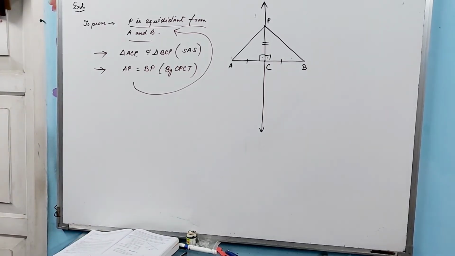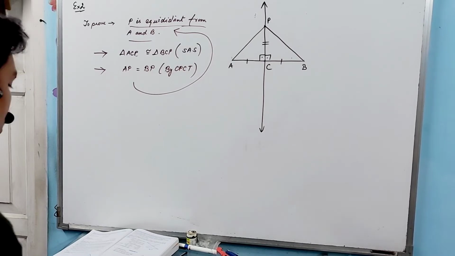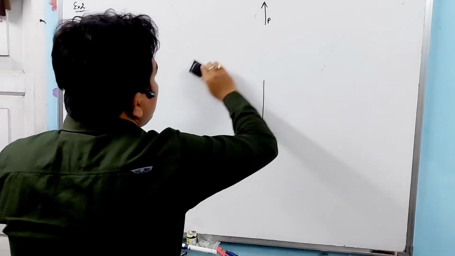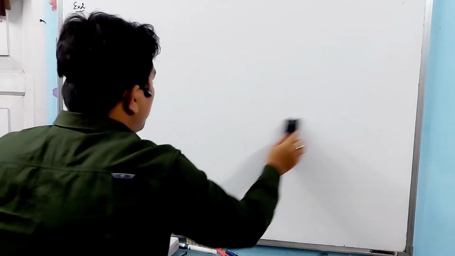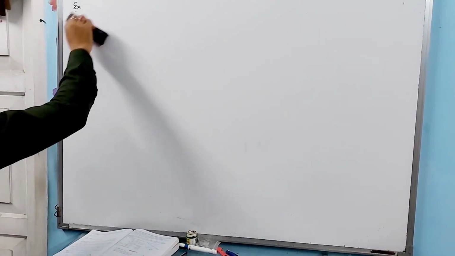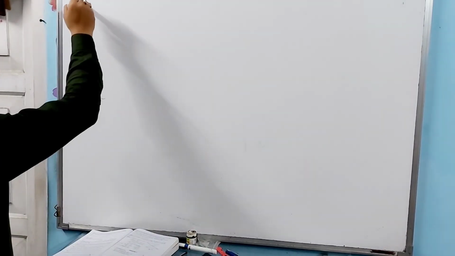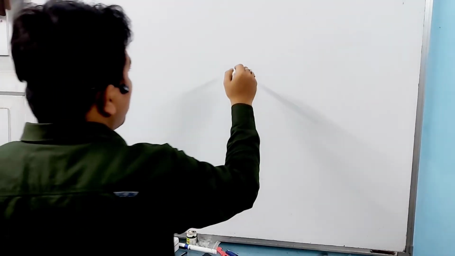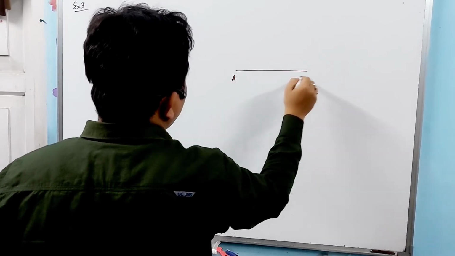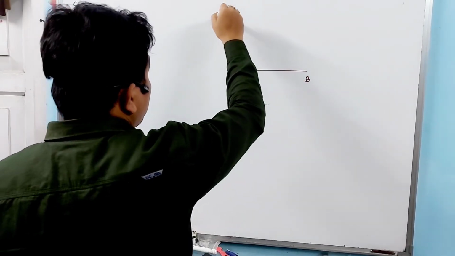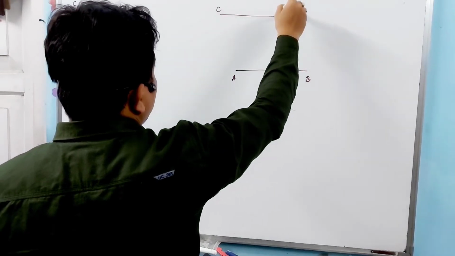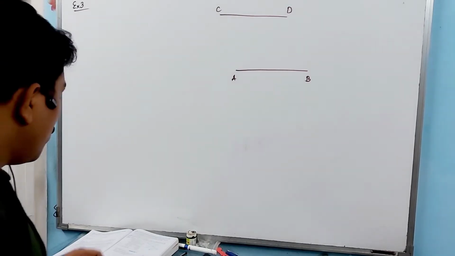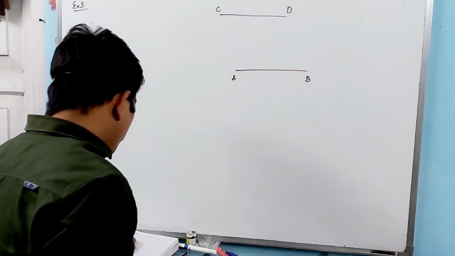Example number 3, page number 141. Okay, so here it is given that AB is parallel to CD. We have to read the question carefully, okay? And O is the midpoint of AD.